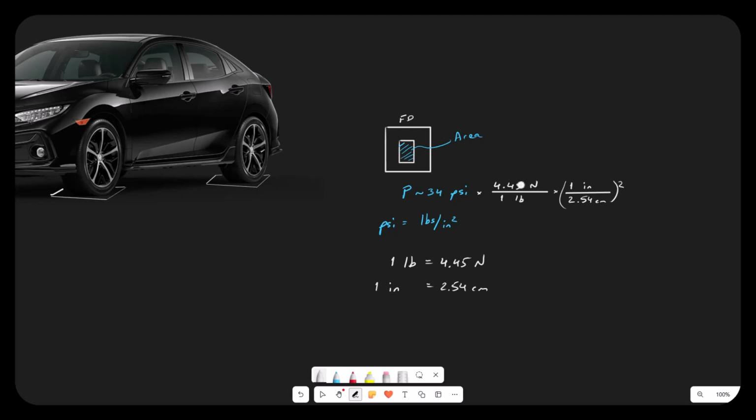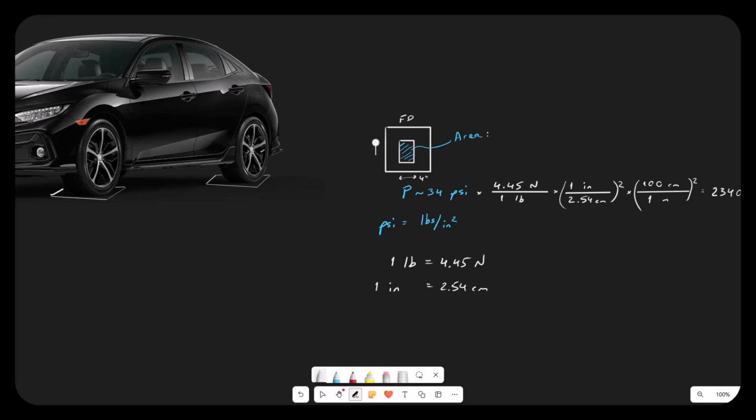But this would put me in newtons per square centimeter, so I need to get into newtons per square meter. So I'm going to multiply that one through again. And now I'm going to get a number in newtons per square meter. I get 234 kilopascals, so 234,000 pascals. Now I measure this area. Maybe I can measure this and I get a 4 inch by 6 inch area.